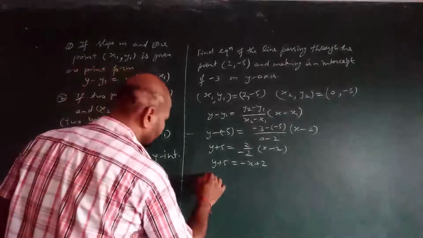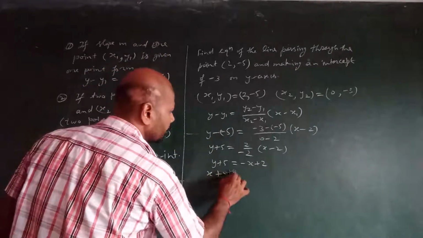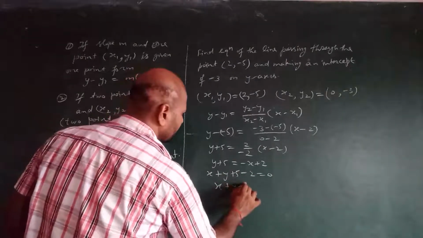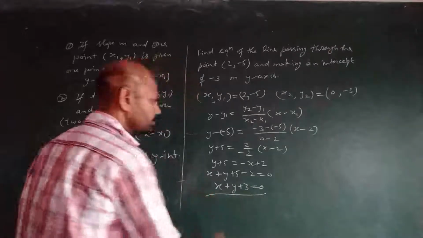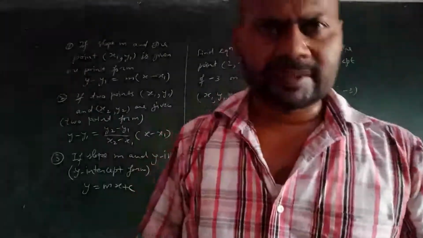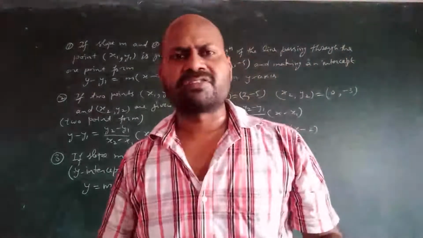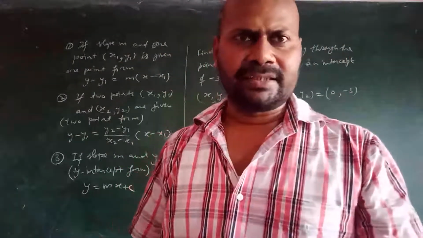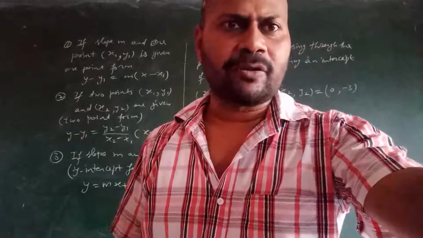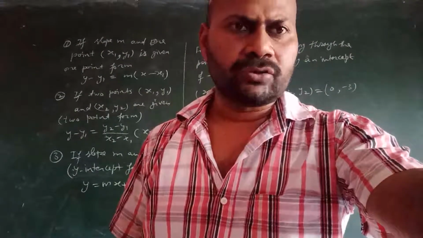Transfer this to the other side. x plus y plus 5 minus 2 equals 0. x plus y plus 3 equals 0. Okay students, this is a very simple question. Based on this, we will do more questions in the next exercise, next session, or in the next video.